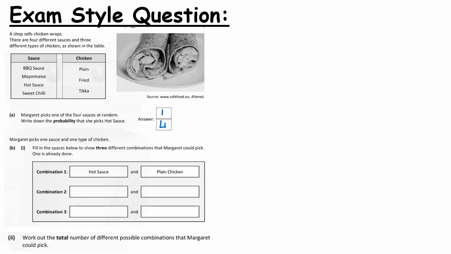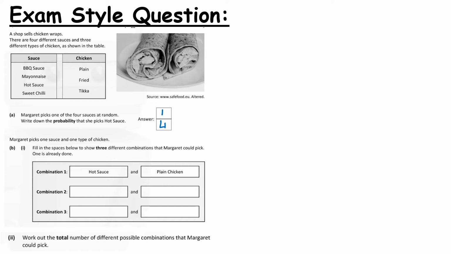So the probability that she picks hot sauce is 1 in 4. Remember we said that the probability is also the same as the fraction. So for example, what fraction of the sauces are hot sauce, and that will give me the same answer.